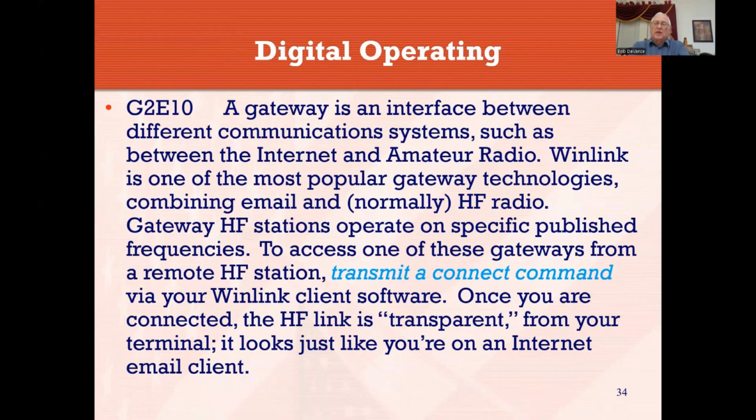But to access one of the gateways from an HF station, you would transmit a connect command. So you're using the WinLink software, and you would formulate a command that says, go to my radio, have my radio on this frequency, whatever that listening station's frequency is, and transmit a digital command that says, hey, I'm out here. Can you hear me? That's the essence of it. And then the gateway station that's out there would respond with an acknowledge saying, yes, I hear you. Send me the first piece. And then your radio would send the next one. And then they sit there and go back and forth, handshaking as they go.